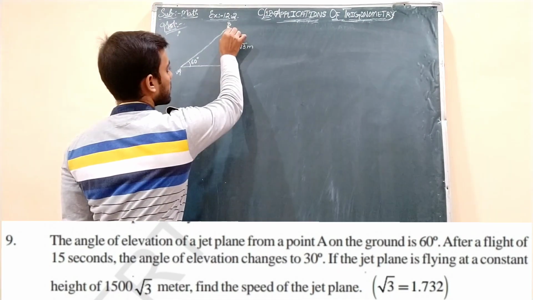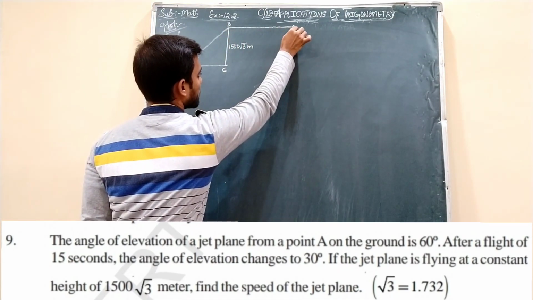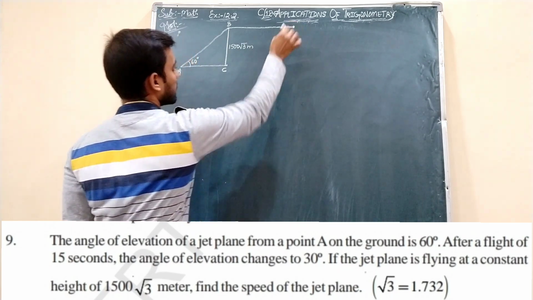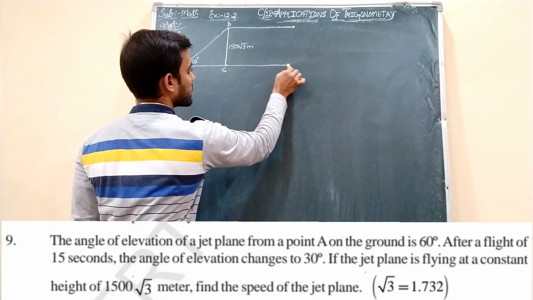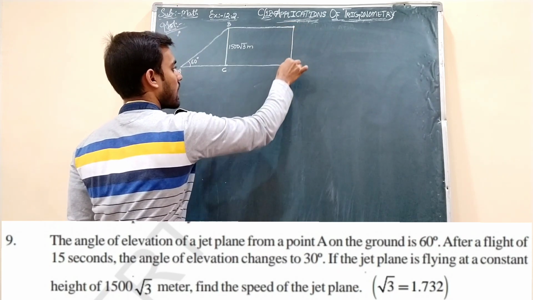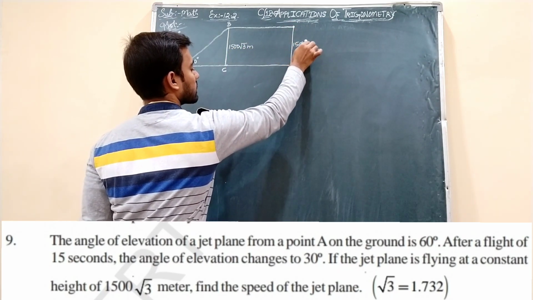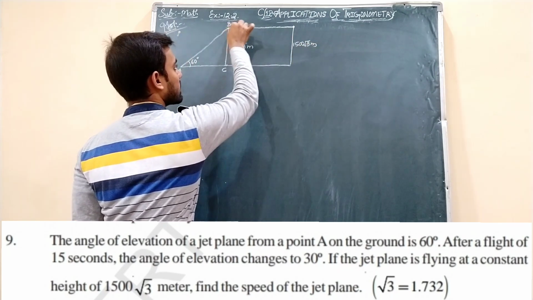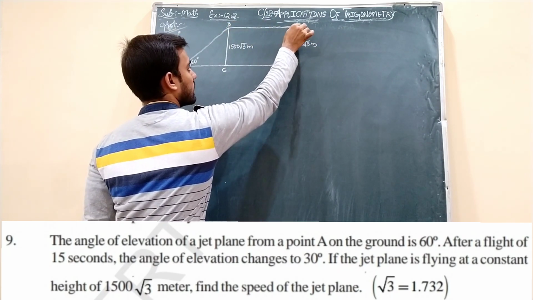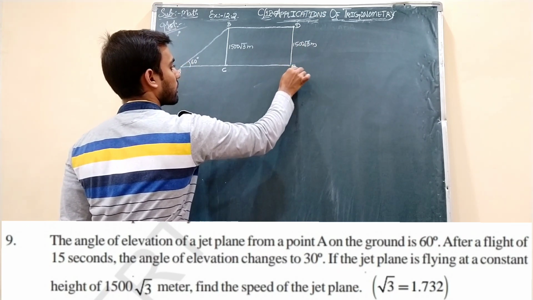Now it has travelled for 15 seconds. Suppose this is the position of the jet plane now. We will extend the horizontal, and this is the height again. It will be the same, 1500 root 3 meters, students, because the plane is travelling at a constant height. Let us take this as DE.